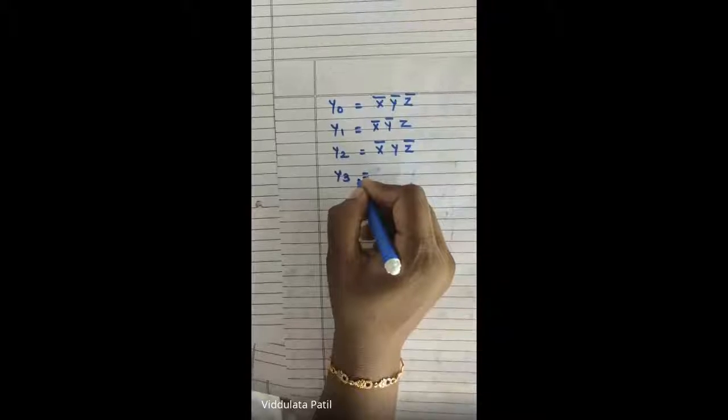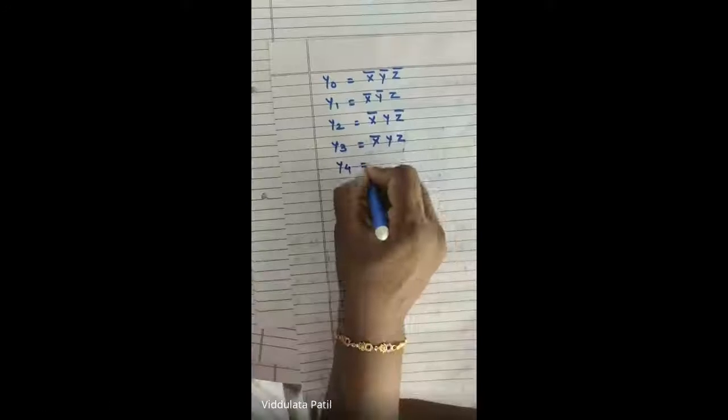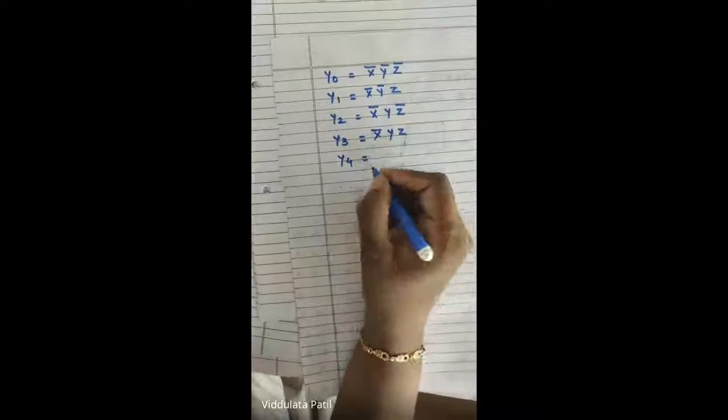Y3, what will be y3? X bar y z. Y4? X y bar z bar. Y5? X y bar z.